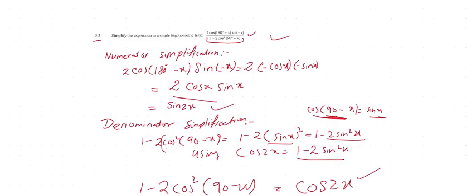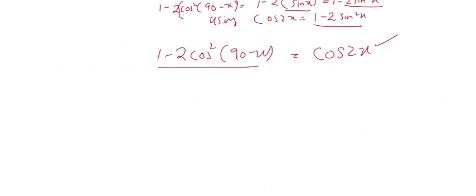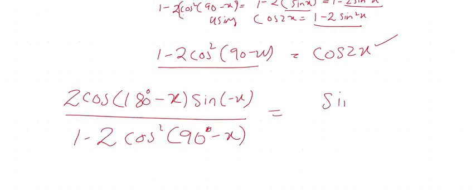Now you can see over here how I put the values. We have 2 cos(180 degree minus x) into sin(minus x), divided by 1 minus 2 cos square(90 degree minus x). So which is equal to sin 2x by cos 2x.